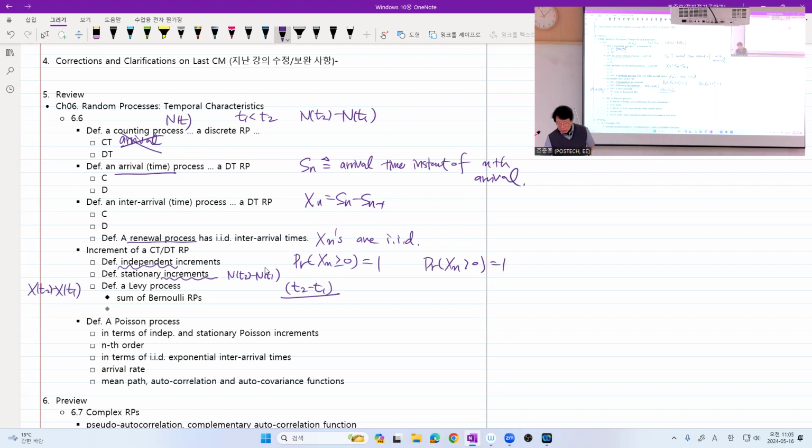But X of t2 minus X of t1 can be negative. It could be 1 if it is a counting process, but it's not restricted to always increasing. The most representative Levy process was what? The Wiener process.